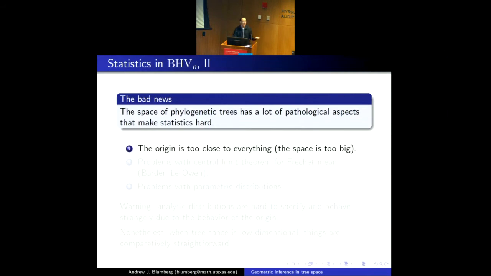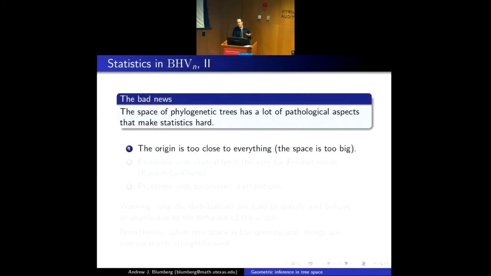The most salient problem, or maybe the problem from which all others flow, is that the origin is too close to everything. The space is very big, and the origin, which is sort of the star tree where all internal weights are 0, is arbitrarily close to every single one of these (2n-3) double factorial cubes. So every tree topology is very close to the origin.